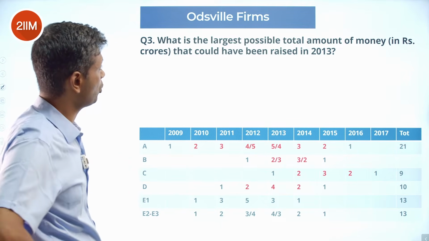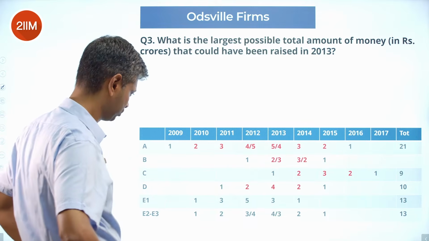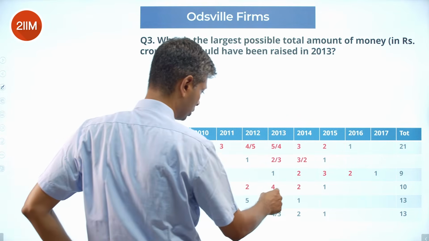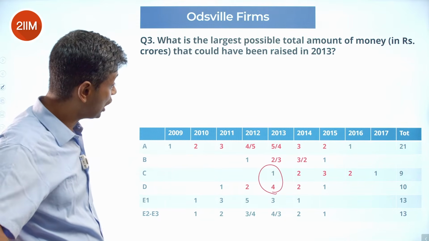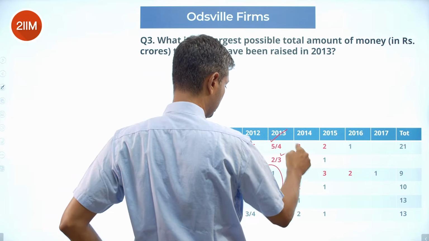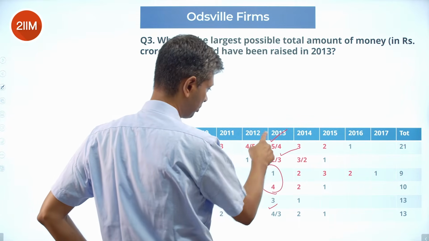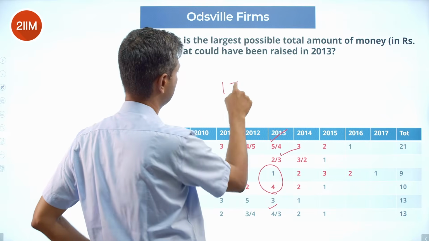What is the largest possible total amount of money that could have been raised in 2013? 2013, what is there for sure? 1 plus 4 is there for sure, 5. Largest number, so this should have been 5. This should have been 3. This should have been 4. 5 plus 3, 8, 9, 13. 13 plus 4, 17. 17 crore.